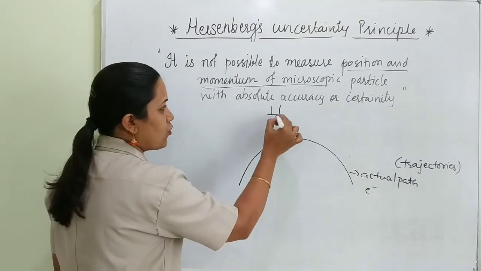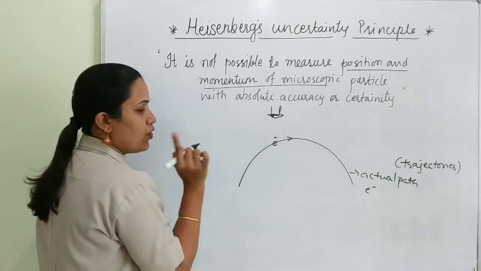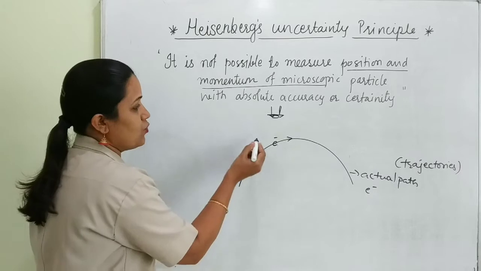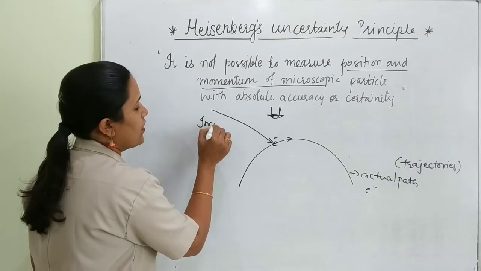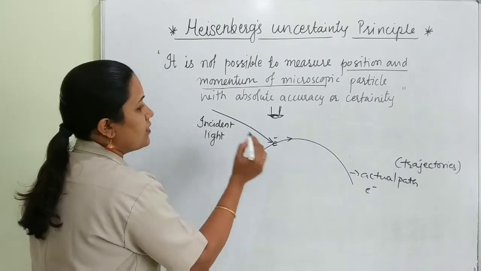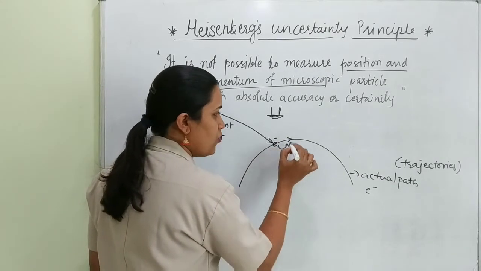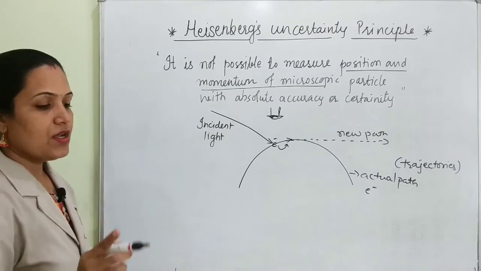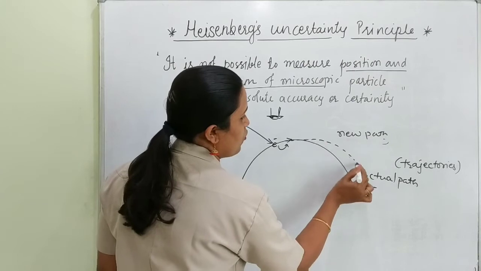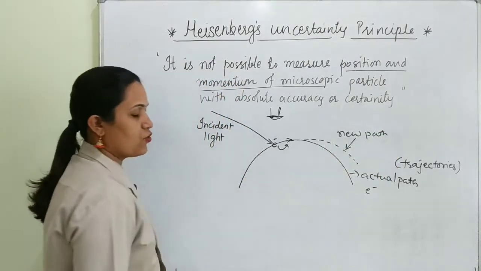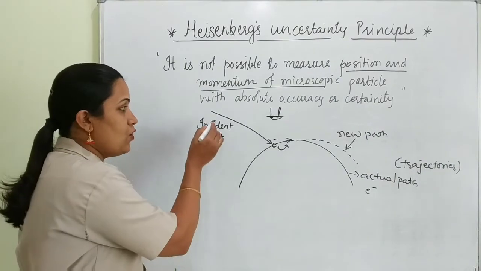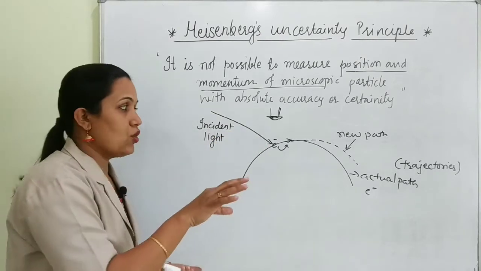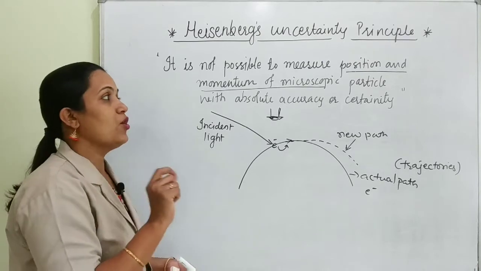Now when I use a microscope to watch this electron, everybody knows that whenever we use a microscope, we need to set up light or incident light. As soon as this incident light strikes the electron, the electron is displaced from its original position and it can even change its path. The actual path is this one, but there is a possibility that it is now moving from this side, so this can be a new path of that electron. So he is saying that when incident light attacks that electron, its position or momentum cannot be exact.